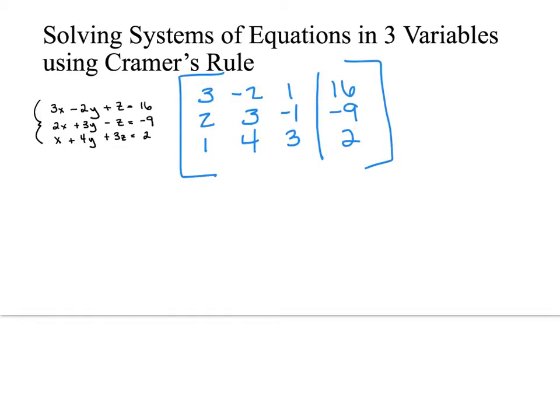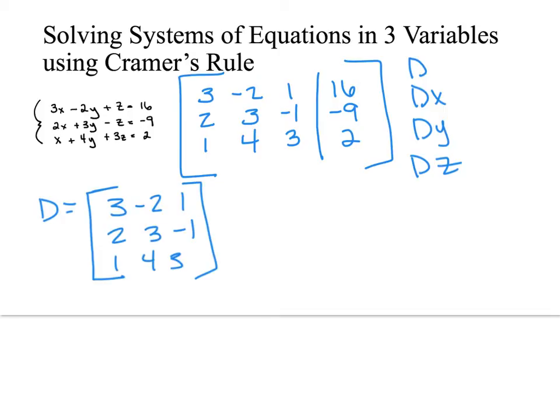Now from this matrix, we want to find our determinant D, our determinant X, our determinant Y, and our determinant Z. And we're going to use minors to help us solve for each of these determinants. So let's go ahead and solve for determinant D by itself. So determinant D only uses this part of the matrix. And here is the matrix for D. And now we're going to solve the determinant for D using minors.